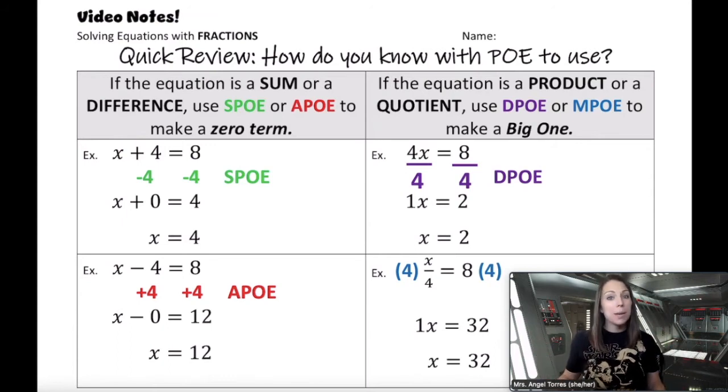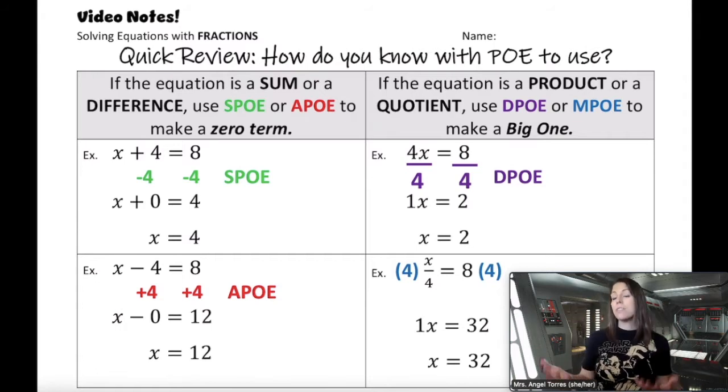I know we sometimes get a little bit nervous or scared with fractions, but just remember that the same rules apply. If the equation is a sum or a difference, we're using subtracting and adding, or in the case of this video, we're looking at products and quotients, division and multiplication.